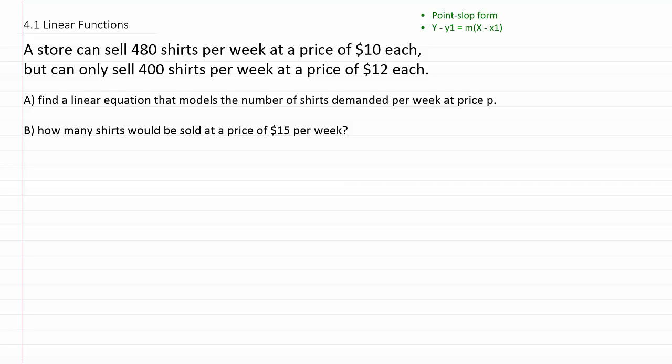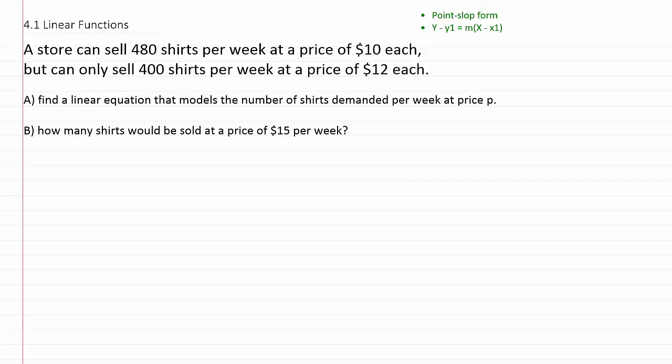A store can sell 480 shirts per week at a price of $10 each, but can only sell 400 shirts per week at a price of $12 each. Part A. Find a linear equation that models the number of shirts demanded per week at price P. Part B. How many shirts would be sold at a price of $15 per week?